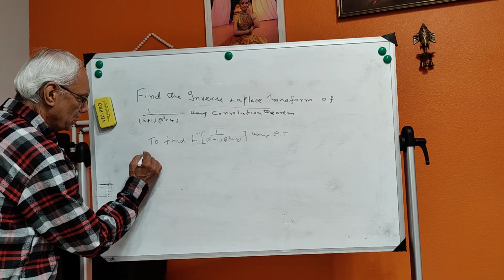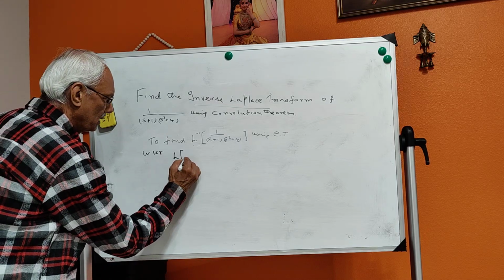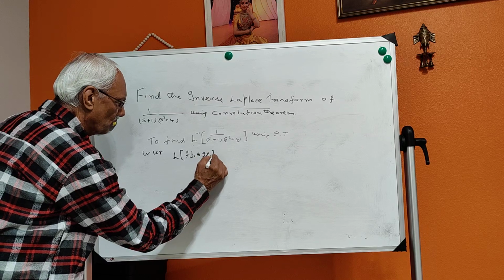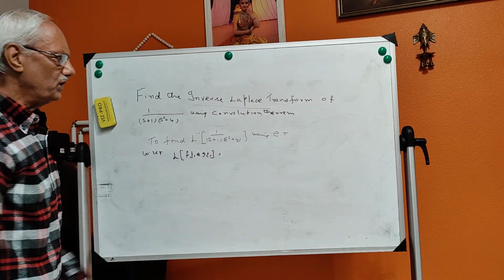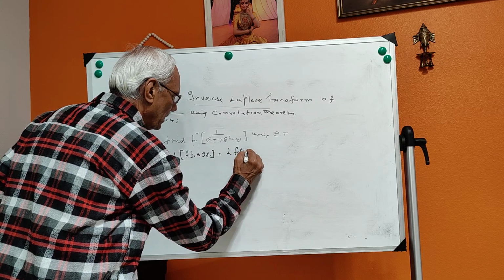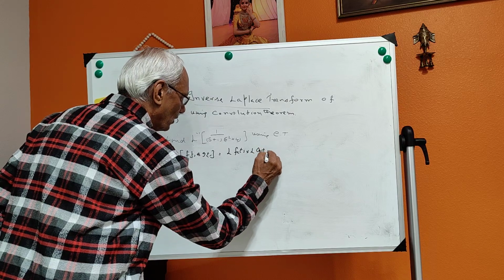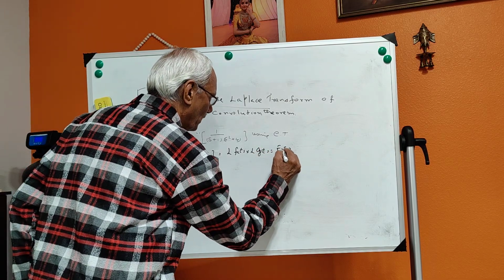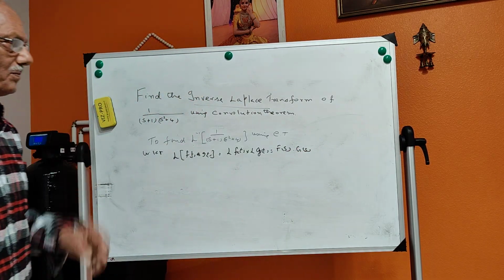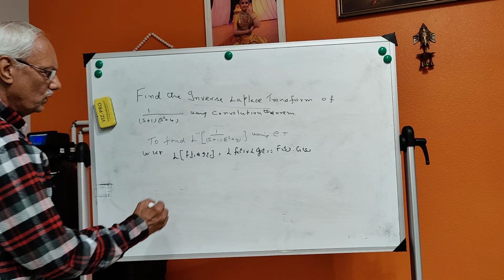We know that L of f of t convolution g of t is equal to L of f of t multiplied by L of g of t, that is equal to f of s multiplied by g of s. This is the convolution theorem.